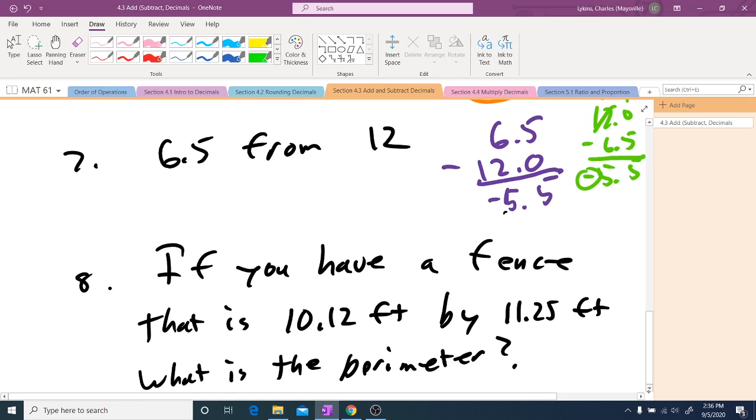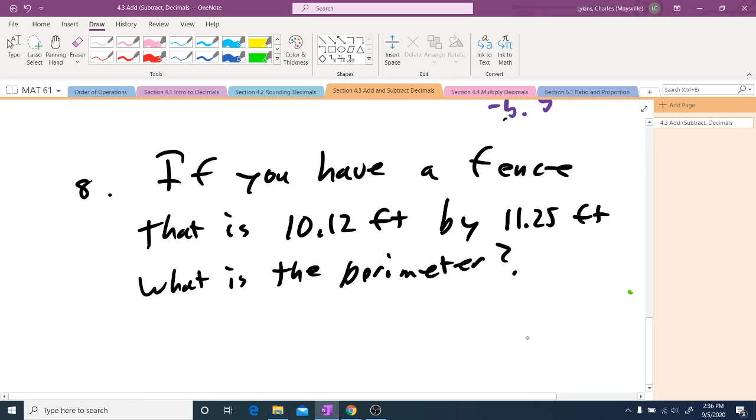Okay, finally, if you have a fence with the dimensions 10.12 feet by 11.25 feet, what is the perimeter? Well, what I would do is draw this out. Here's your 11.25. Remember, you got two of them. And here's your 10.12.